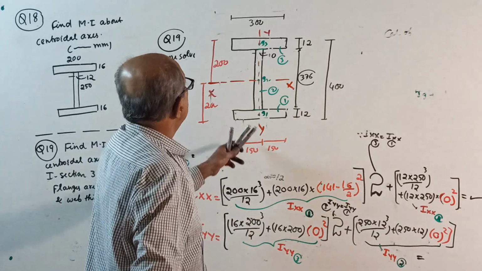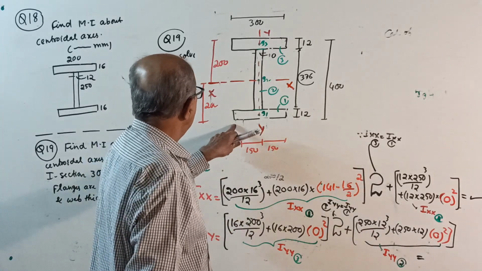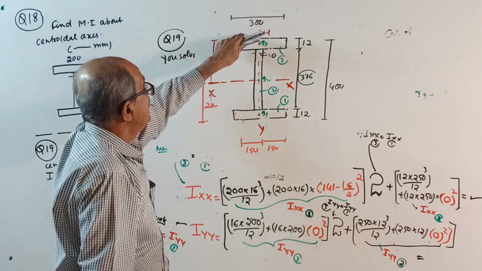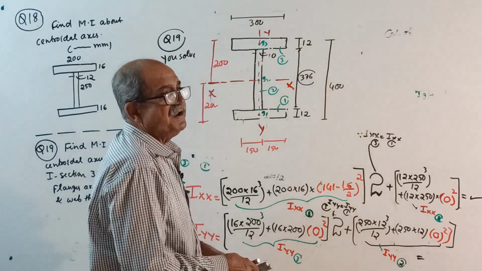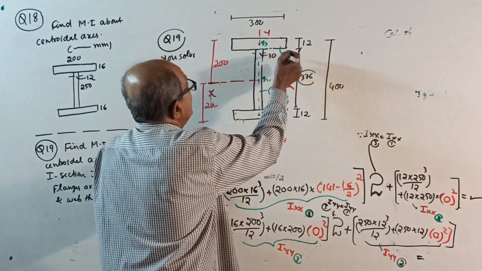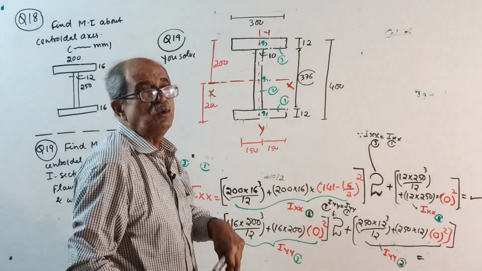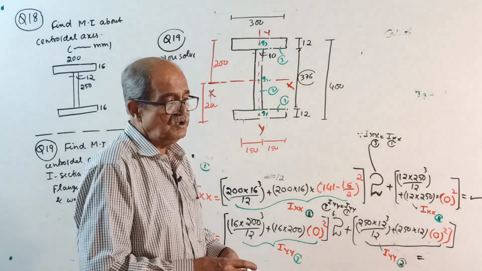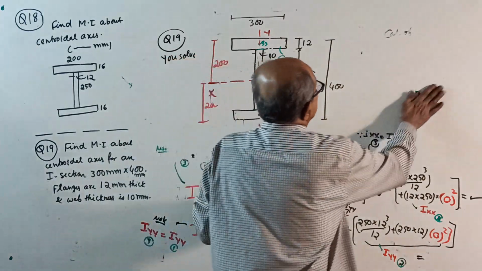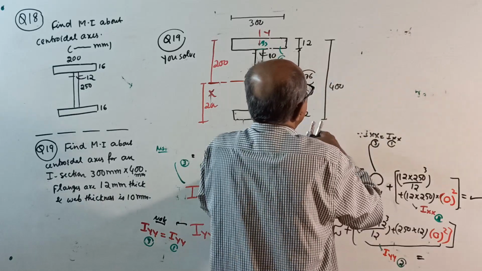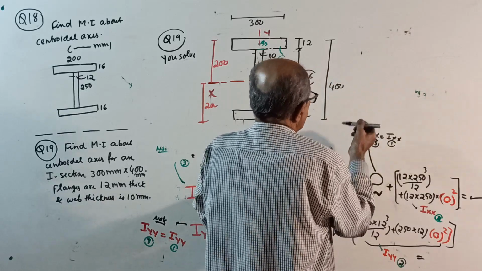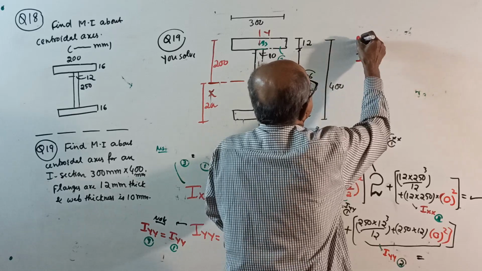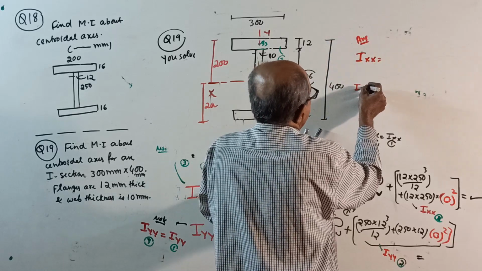IXX, I will read: 300 into 12 cube by 12 plus 300 into 12 into (200 minus 12 by 2) whole square, into 2, plus 10 into 376 cube divided by 12. IYY: 12 into 300 cube by 12, into 2, plus 376 into 10 cube by 12, for both of them area into 0 square. I will directly give the answer this time. You solve correctly and get the IXX answer and the IYY.